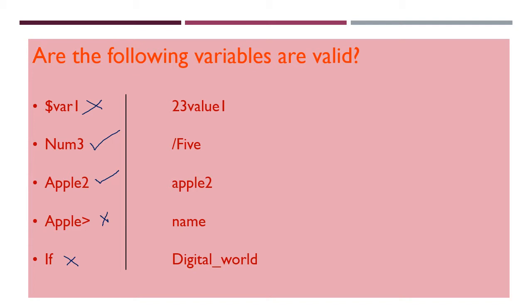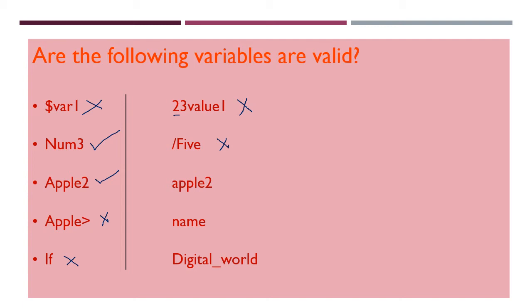Here the next variable, 23value1. Is this a valid variable? Think once. No, this is not a valid variable. Why? Because this variable starts with a digit. It should not start with a digit, right? So this is not valid. Is this valid? /5. This is also not valid. So slash should not be present in the variable name.